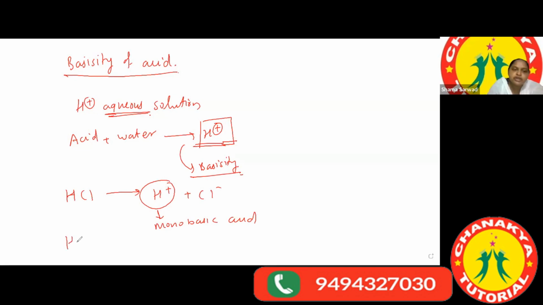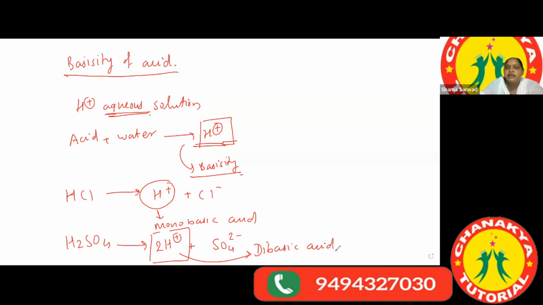Now next one is H2SO4. So how will it dissociate? It will dissociate as 2H plus ions plus SO4 2 minus. So how many H plus ions have been released in the aqueous solution of H2SO4? 2. And hence it will be a dibasic acid.